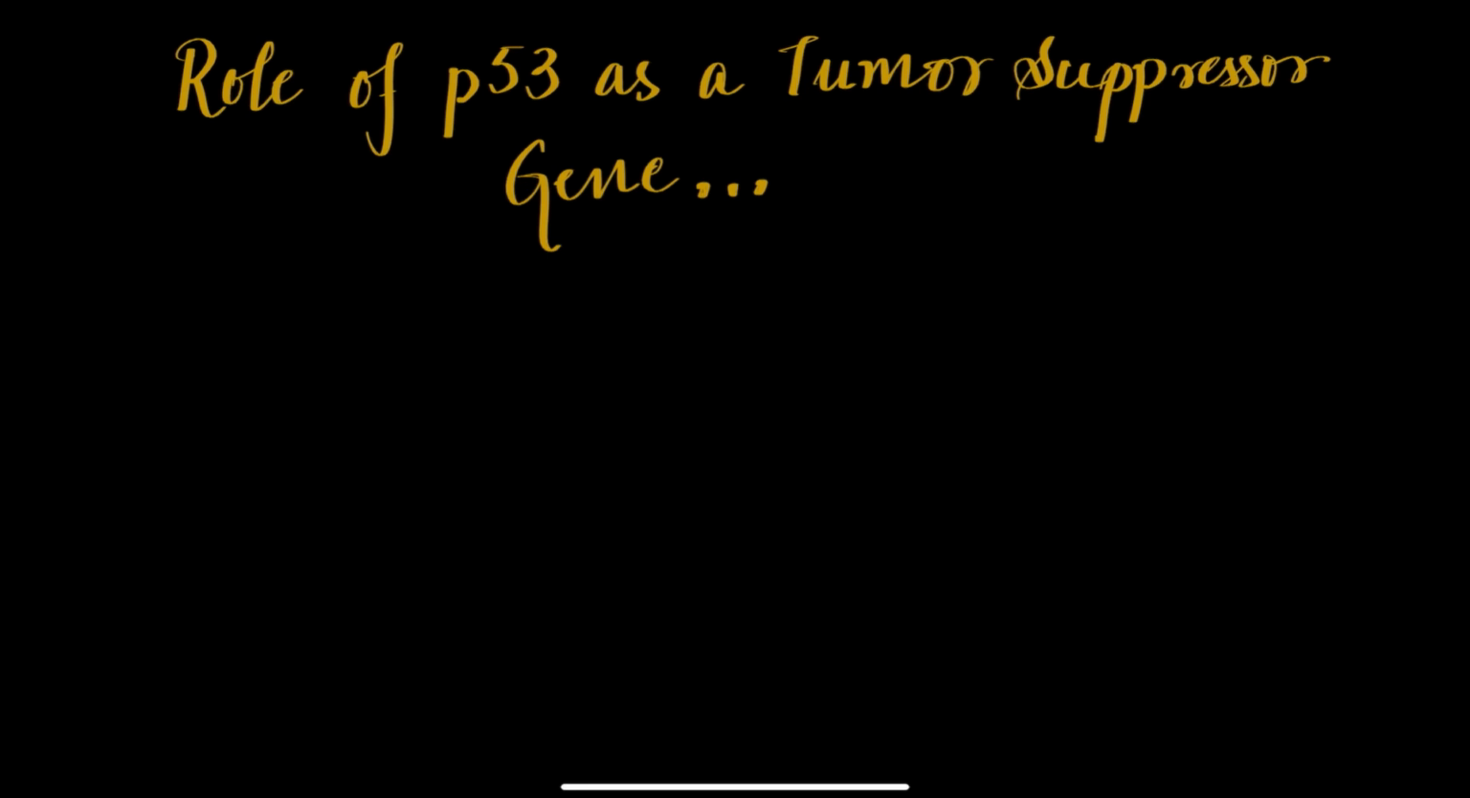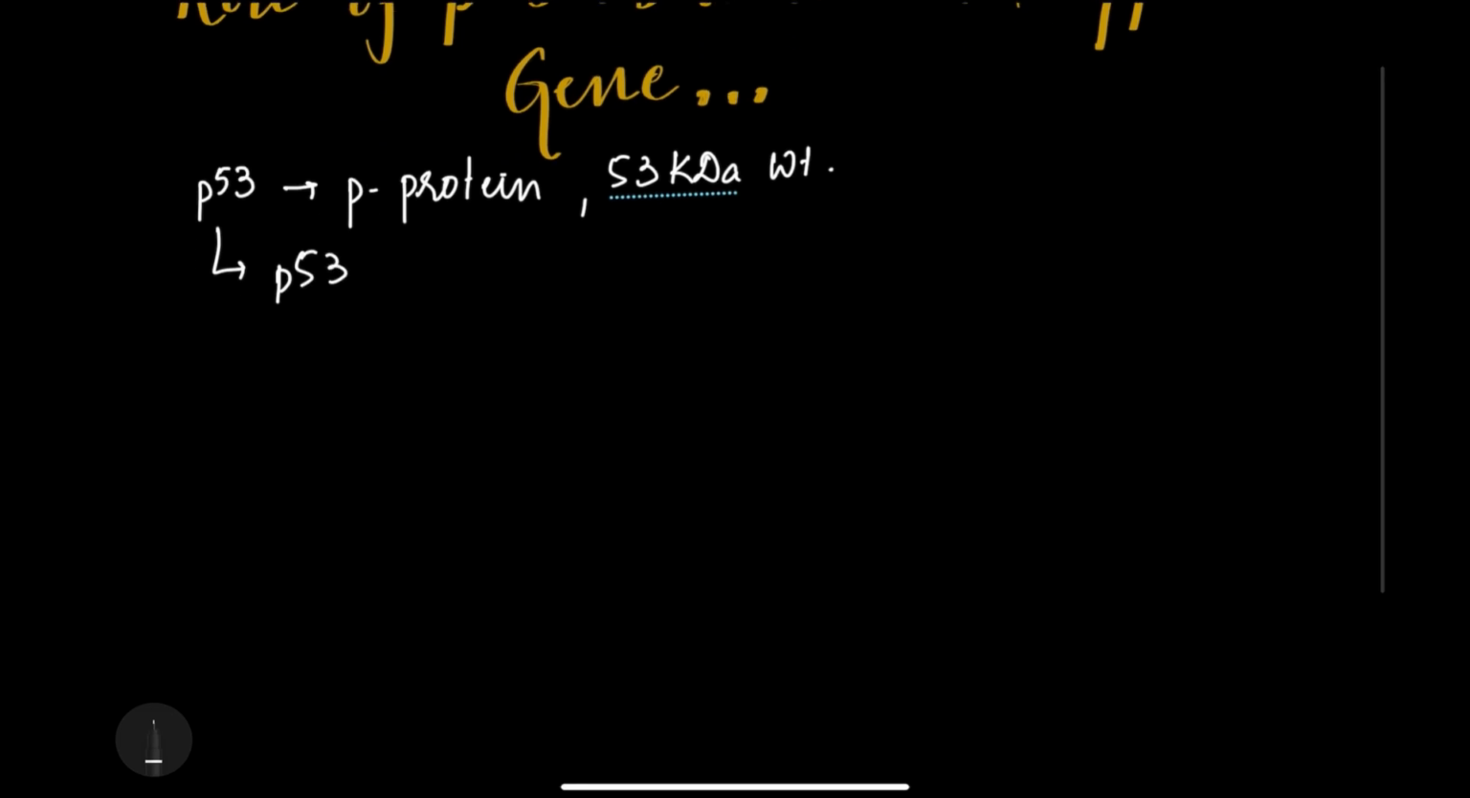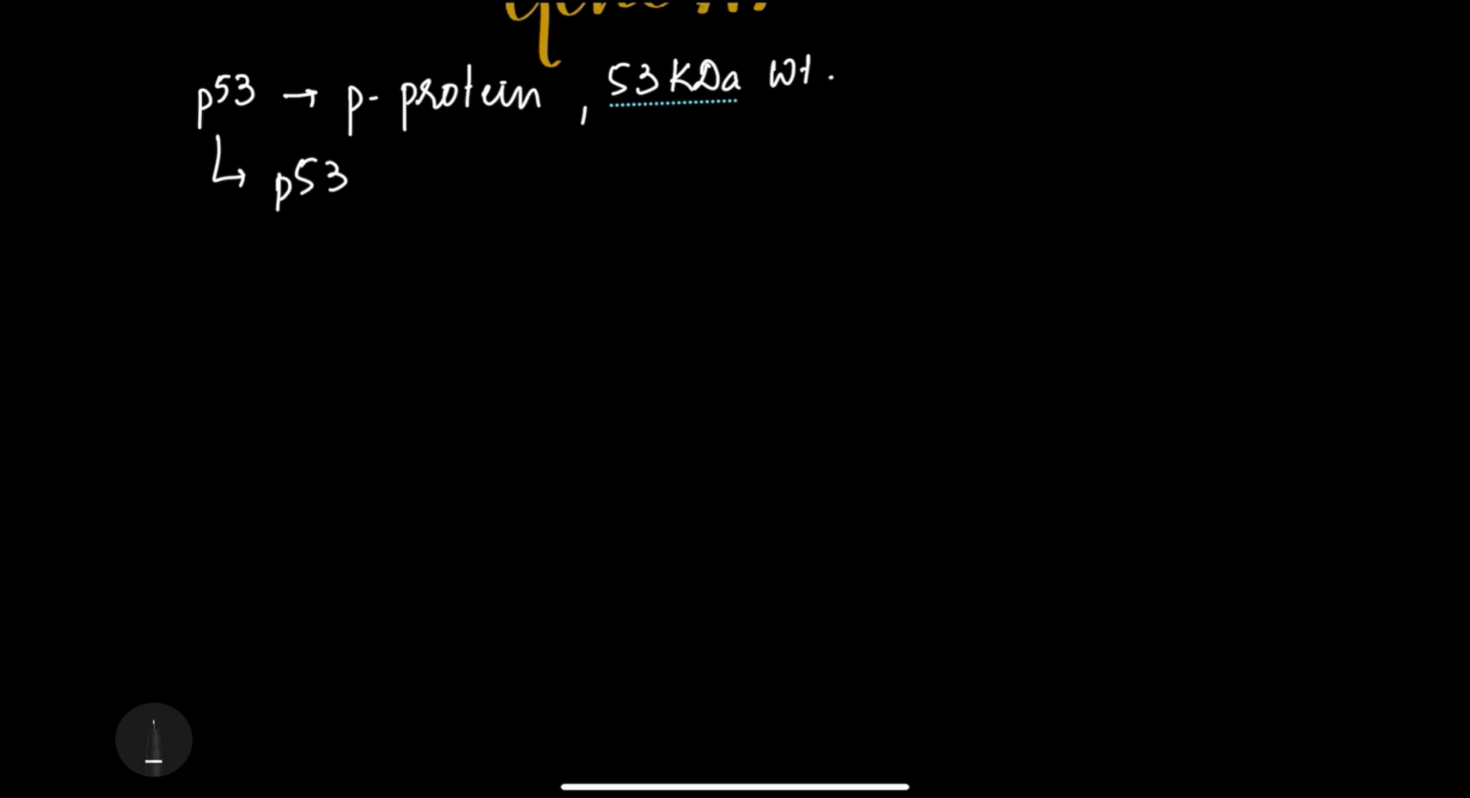Today we are going to discuss another important topic, that is the role of the p53 gene as a tumor suppressor gene, right? So basically the p53 gene is named so because P stands for protein and 53 is its weight, right? So it is a gene which codes for a protein, that is p53, right? It acts as a tumor suppressor gene. Why does it act as a tumor suppressor gene? Because it can cause a cell cycle arrest.